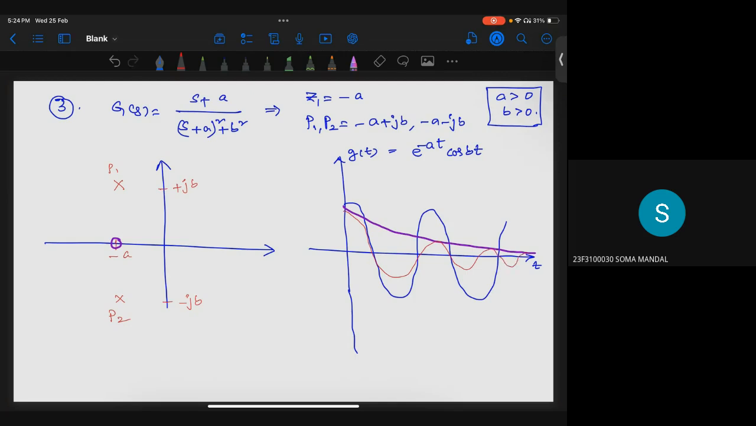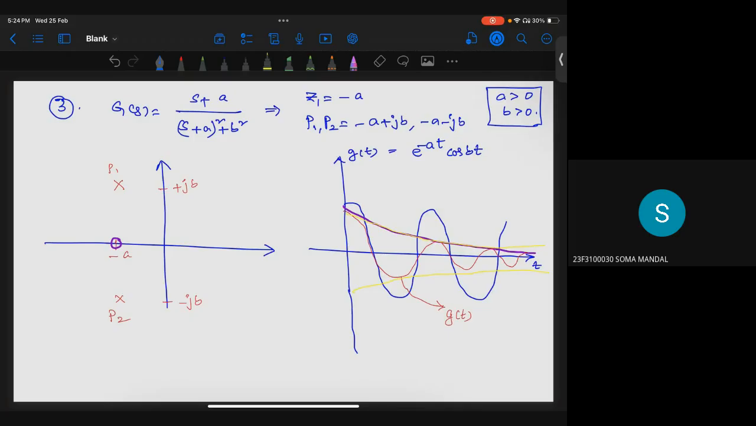Clear? This is your z of t. Is this clear? Okay, so the waveform would be something like this, that goes in this envelope. Now you could see there is this guarantee that it will become zero somewhere.